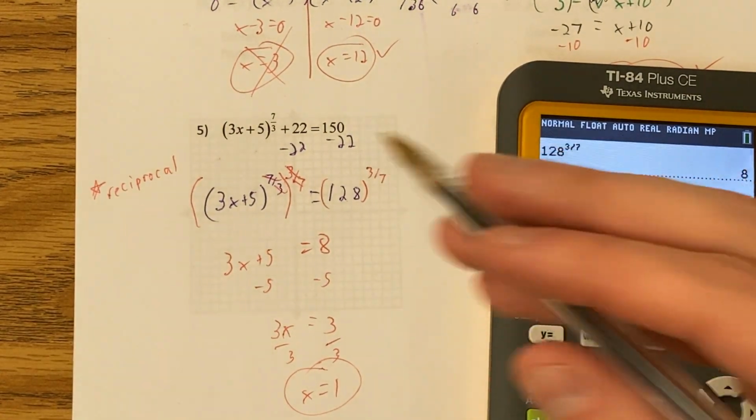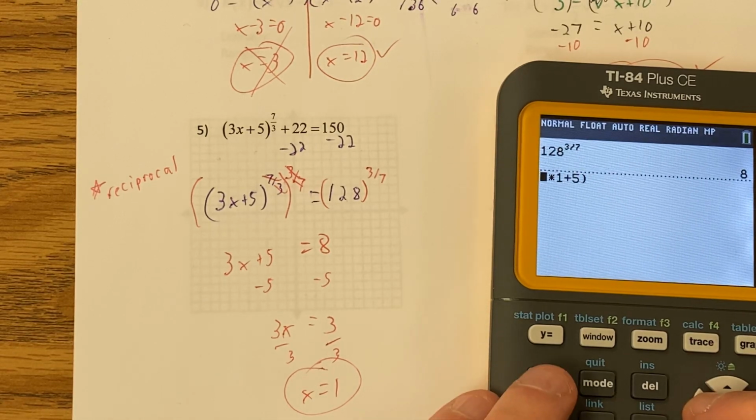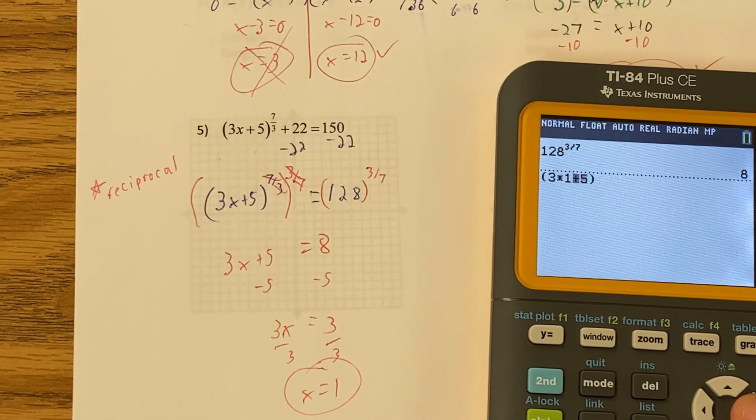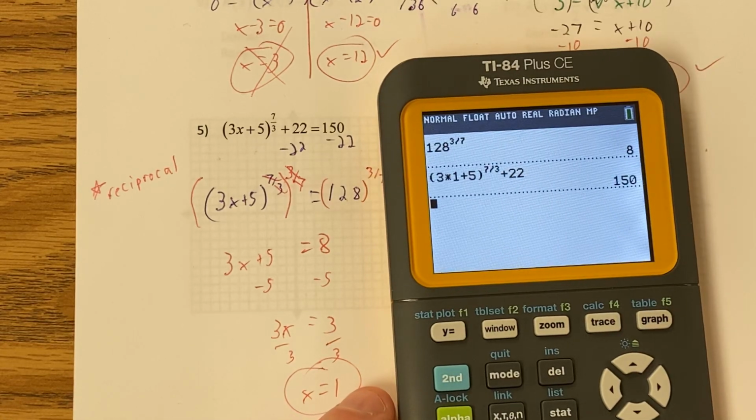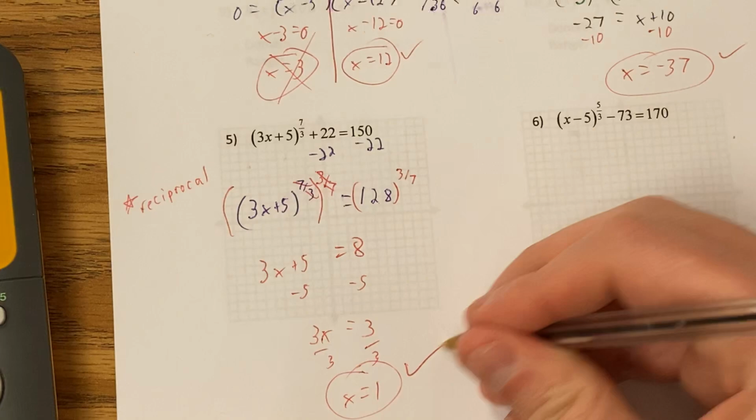And you could plug it in again just to make sure it's right. So that would be 3 times 1 plus 5, and I forgot to put the parentheses, times 1 plus 5 to the 7/3 plus 22, and it should say 155. Let's see. I'm sorry, 150. And it does. It says 150, so it's good to go. Cha-ching.